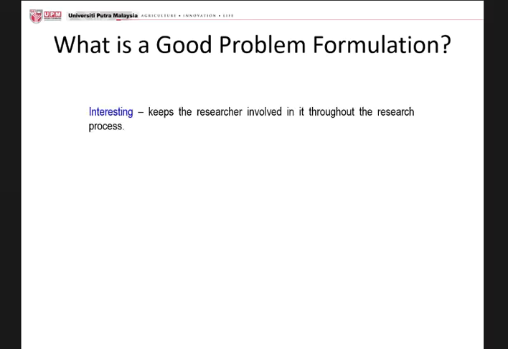So what is a good problem formulation? It must be interesting. So is your project interesting? Interesting enough for you to be here, right? So how long have you been here? Anybody more than 3 years? No, a few months. But still motivated, I think, right? You can still be motivated to complete.